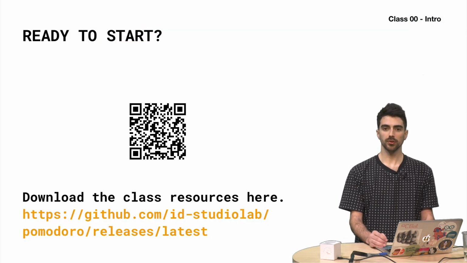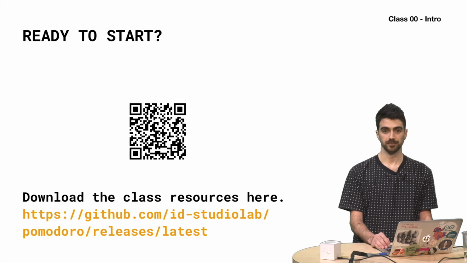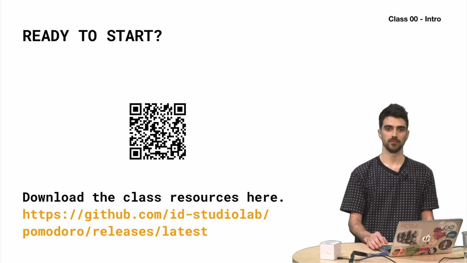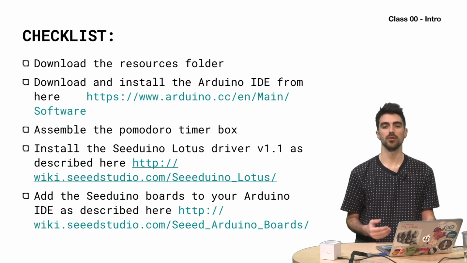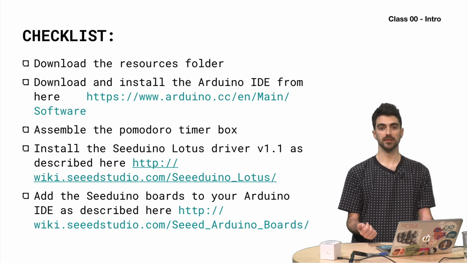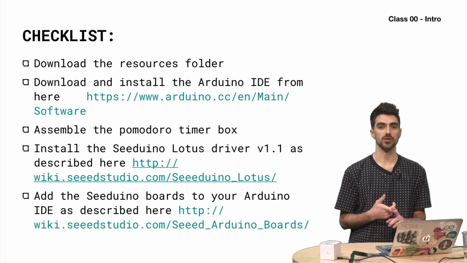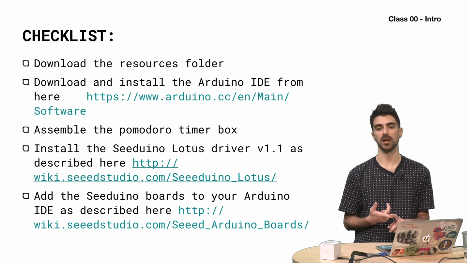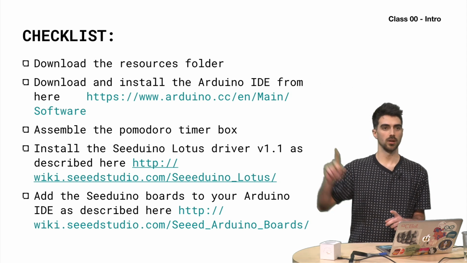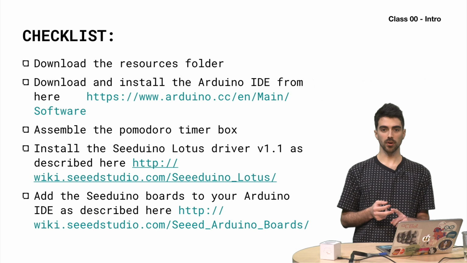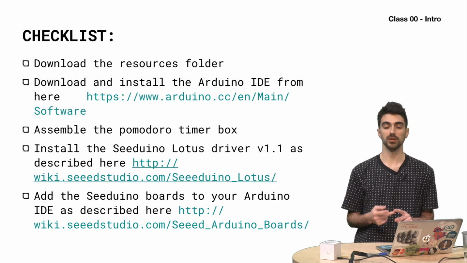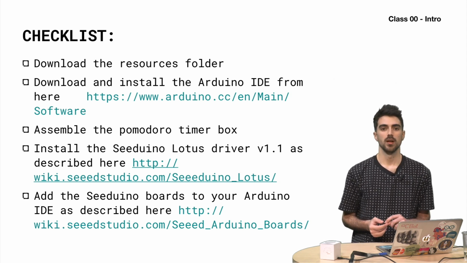Please download the resources folder from this link over here. And before moving to the next video, make sure you have the Arduino IDE installed, and if not, you can just download a new copy from the arduino.cc website over here. Also, make sure you have the Pomodoro timer box assembled with all the components inside.